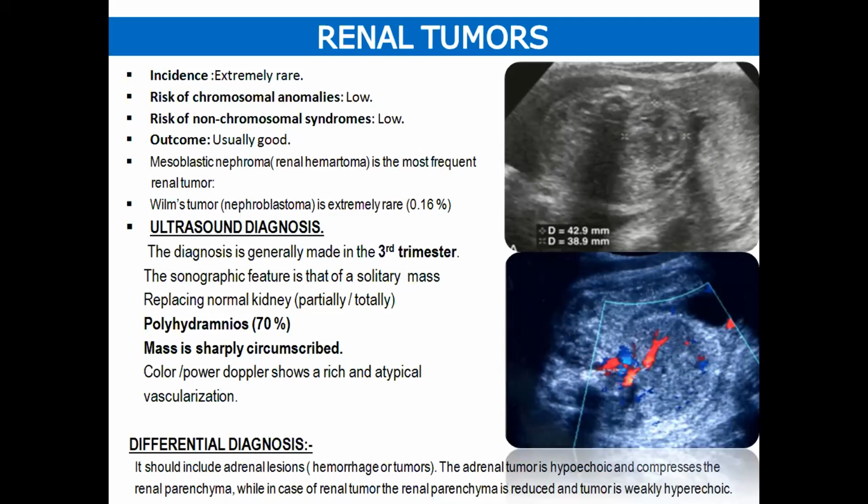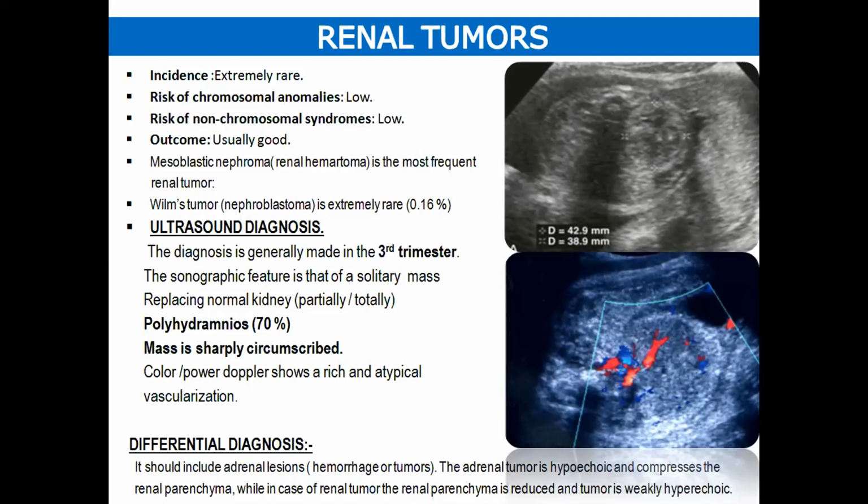In these cases, because of these tumors, there is hypercalcemia, polyuria, and polyhydramnios. The mass is sharply circumscribed, and putting a Doppler reveals rich and atypical vascularization. You have to differentiate it from adrenal lesions.